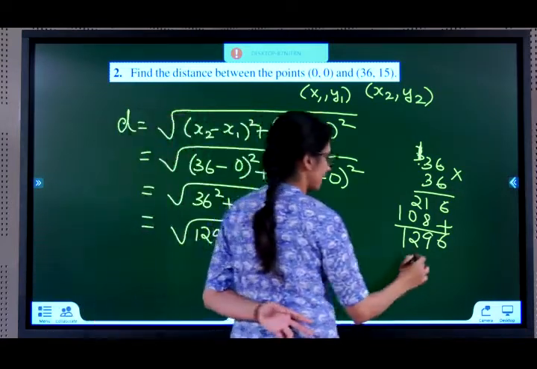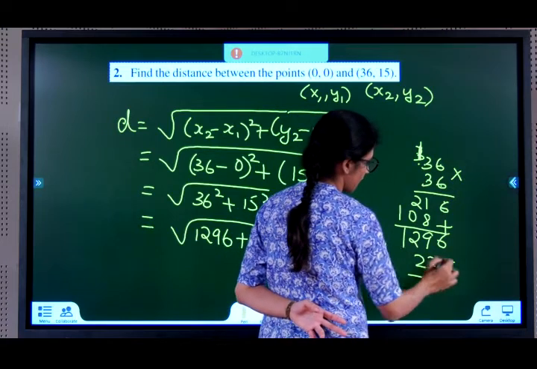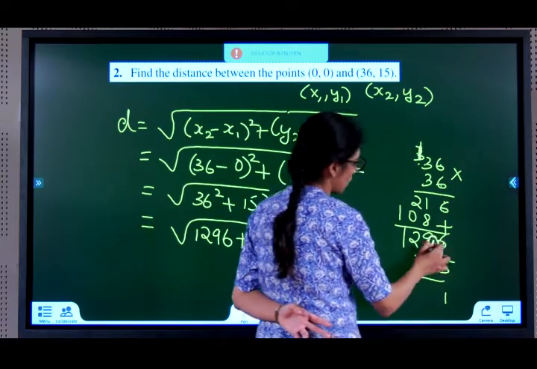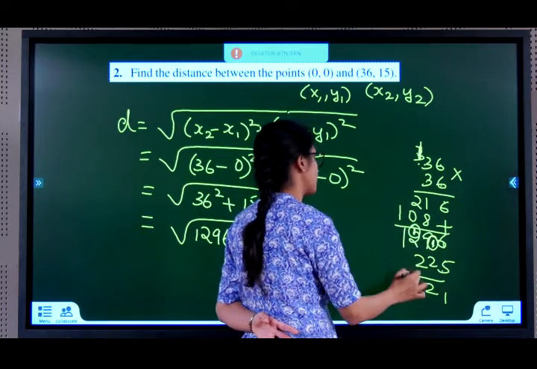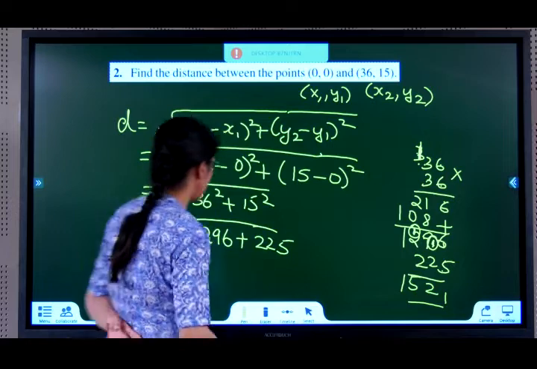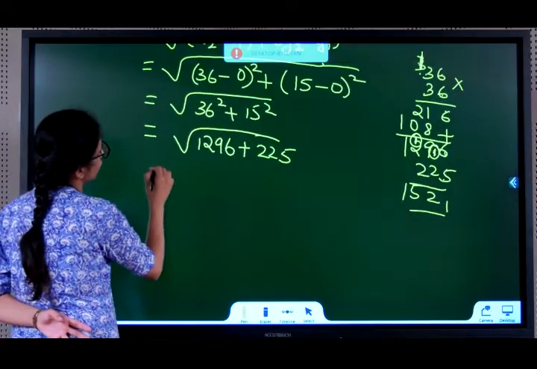To this 1296 add 225. 5 plus 6 11. 1 plus 9 10. 10 plus 2 12. 2 plus 2 4. 4 plus 1 5. 1. 1521. So root 1521.